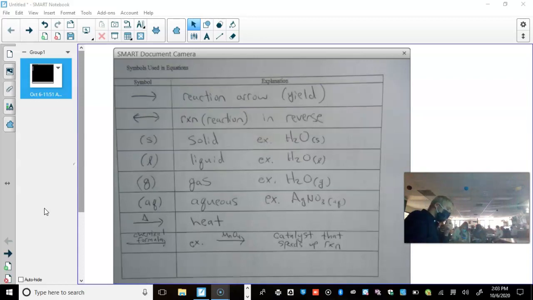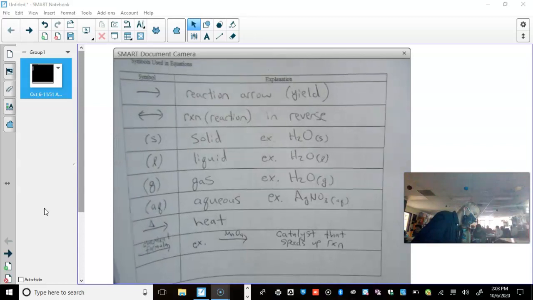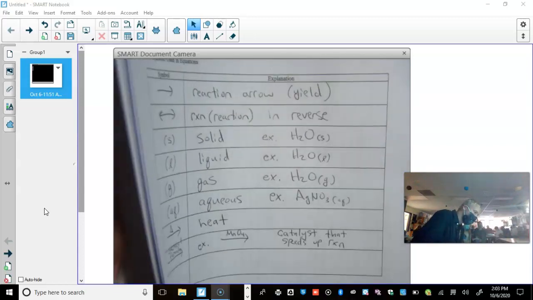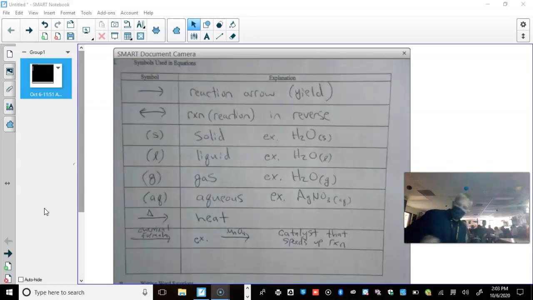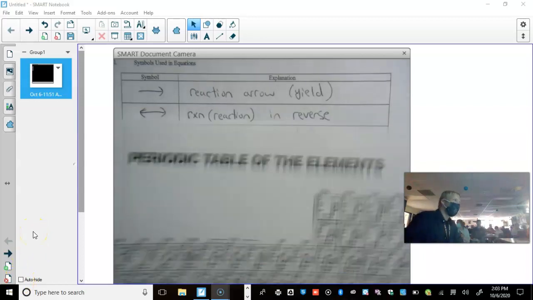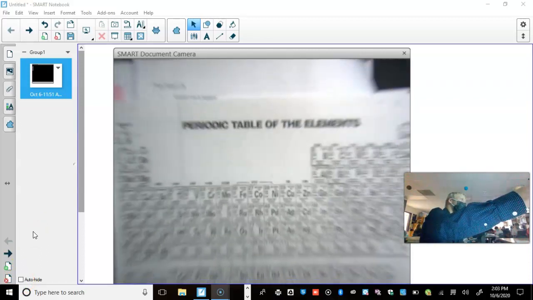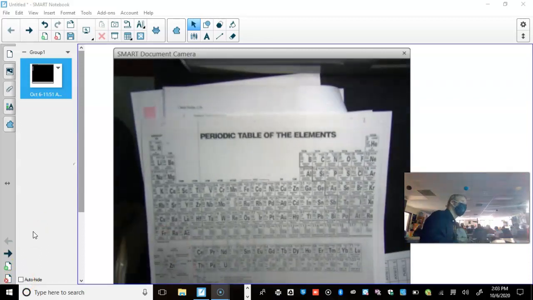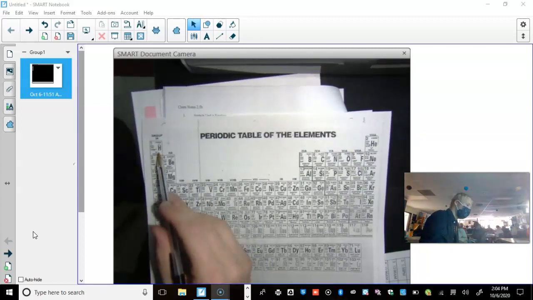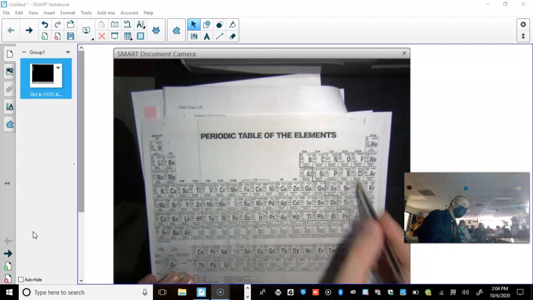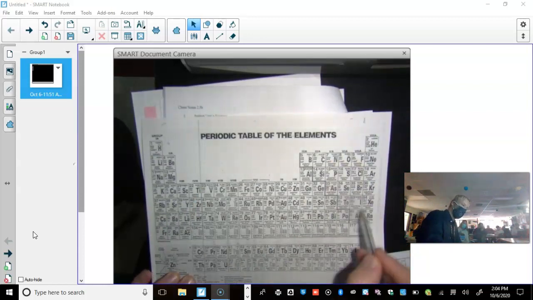So we got diatomic elements. I try to stay away from memorization, but one thing that you will have to memorize is the diatomic elements, and there's 7 of them. Let me get the periodic table. All right. So there are 7 diatomic elements, and they make a 7 on the periodic table. One of them is hydrogen. The other is nitrogen, oxygen, fluorine, chlorine, bromine, iodine. And you can see they make a 7 on the periodic table because there's 7 of them.